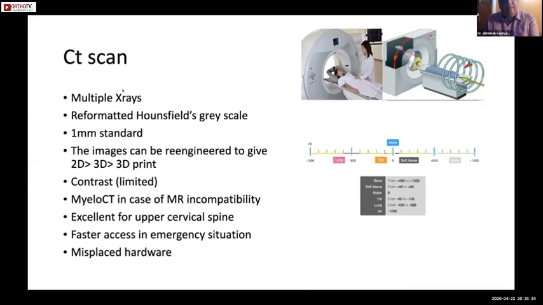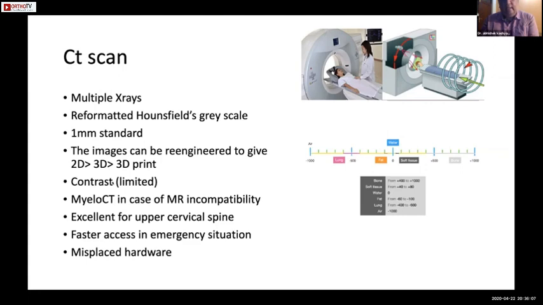A CT scan sometimes is asked when you would order a CT scan. A CT scan is basically multiple X-rays, and you see different shades of gray, with 0 being the normal, air being the most dark, and the bone being the most white. So it is the different shades of gray which you need to see. A 1 mm standard CT scan is usually done. The images can be re-engineered to give us a 2D image, then a 3D image, and then further it can be used for 3D printing.